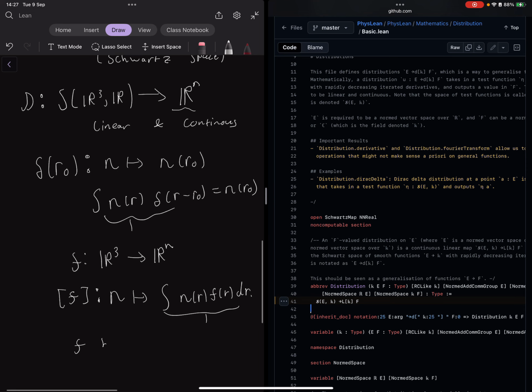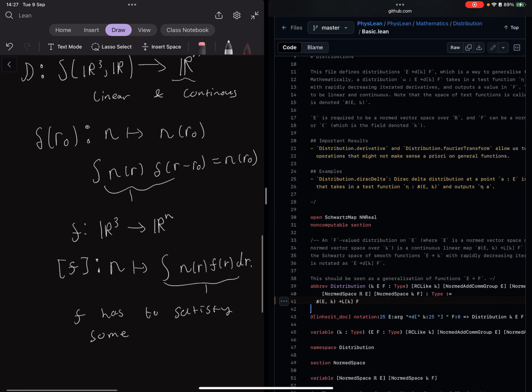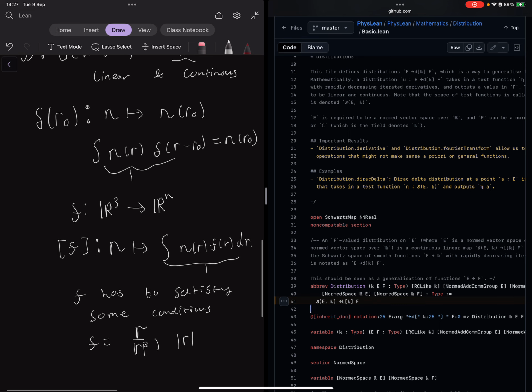But f has to satisfy some nice conditions. And that's not too crazy. Basically, less strict conditions than on the Schwartz maps, but it has to satisfy some conditions. And examples of functions that do satisfy these conditions are things like 1 over r cubed times 1 over r, in the case of what we'll see today, basically. Things like the modulus of r, etc., etc.